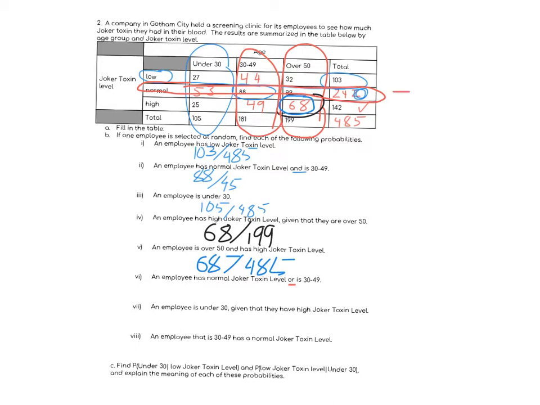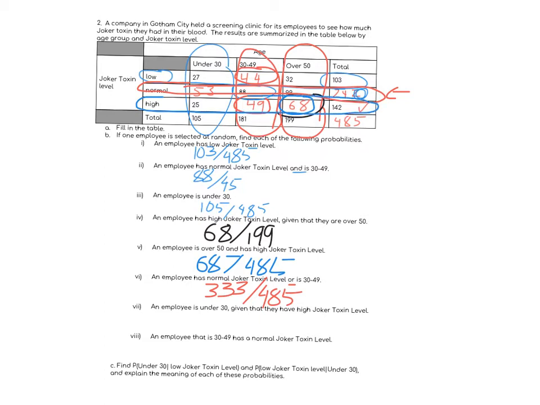I'm going to take this 240 number, and to that I'm going to add the two parts of this column that are not also on the normal level. So it's plus 44 plus 49, and I get 333 out of 485. An employee is under 30, given that they have a high joker toxin level.